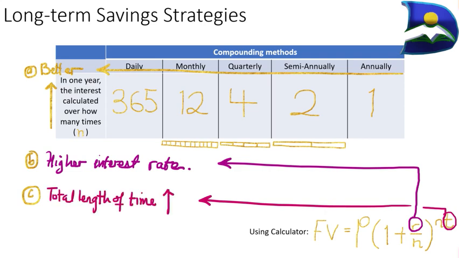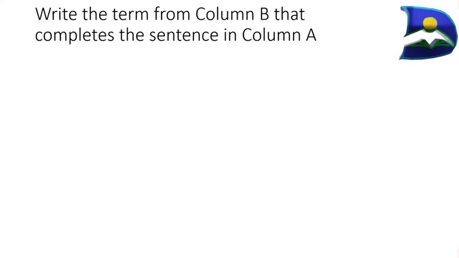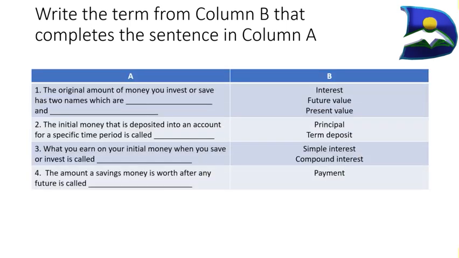So once we have this taken care of, we're going to look at various cases and examples from what you guys will be doing on your assignment. And this is one where you have to write the terms from column B and complete the sentence in column A. So using column B, you have to fill in the blanks in column A.